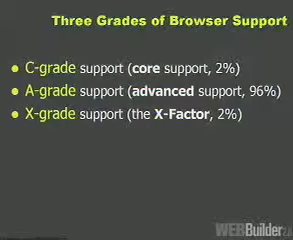So we've defined 3 grades of support. At the core is C-grade support, or core support. And that's basically just XHTML or HTML and normal href, HTTP requests, just web 0.0, basically. It's only about 2% of our audience. This is Lynx and Netscape 1 and Netscape 4, and these days even IE5 is now a C-grade browser for us.